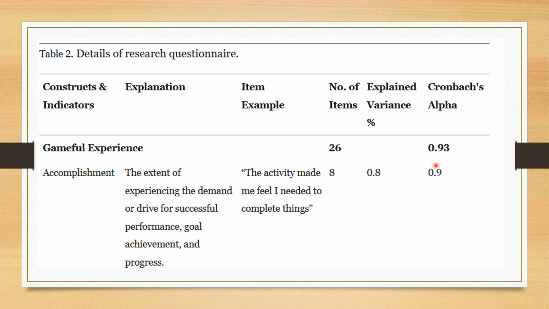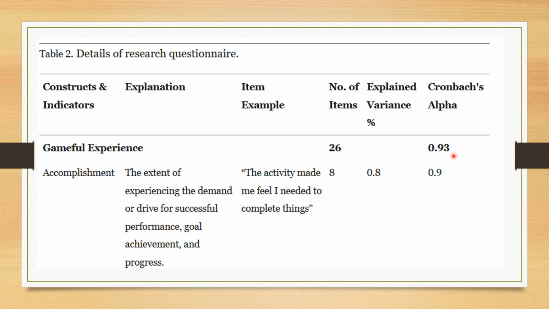Then we also want to see across the whole construct that we're looking at, because they have subcomponents, what is the Cronbach alpha across the whole component? And that's 0.93. That is really strong. I feel like I can trust this construct. Whatever they are measuring here, this gameful experience, it's getting measured really well, and consistently too. That is the key for Cronbach alpha. It is consistently measured across the construct.